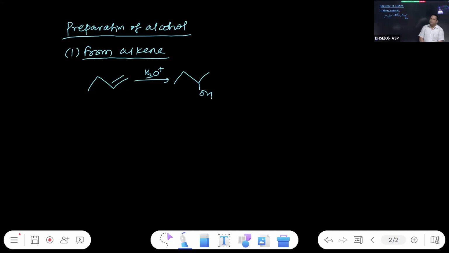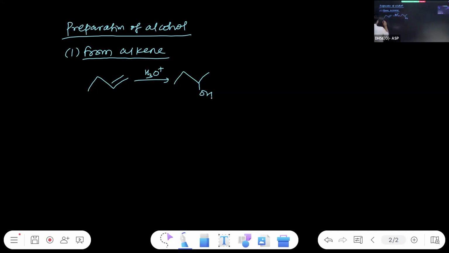So what does Markovnikov's rule say? The negative part of the addendum goes to the carbon which contains the lesser number of hydrogen atoms. Here we see that in water, H plus and OH minus, OH minus goes to the carbon which contains the lesser number of hydrogen. So this is the case.